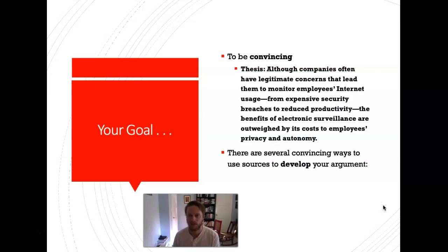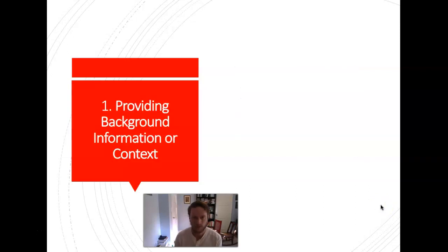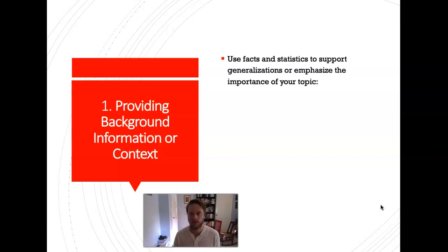Now, there are several convincing ways to use sources to develop your argument. The first one is providing background information or context, and this will usually go at the beginning of your essay. Use facts and statistics to support generalizations or emphasize the importance of your topic. You need to make your reader care, essentially.